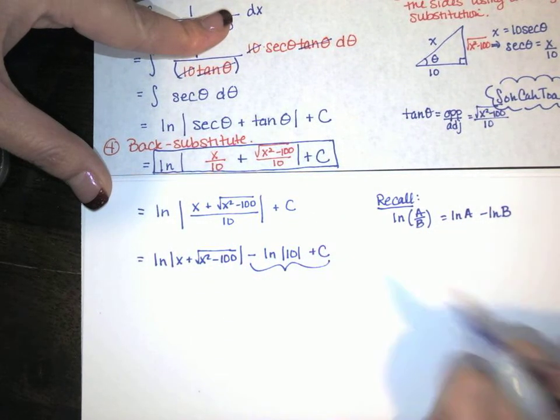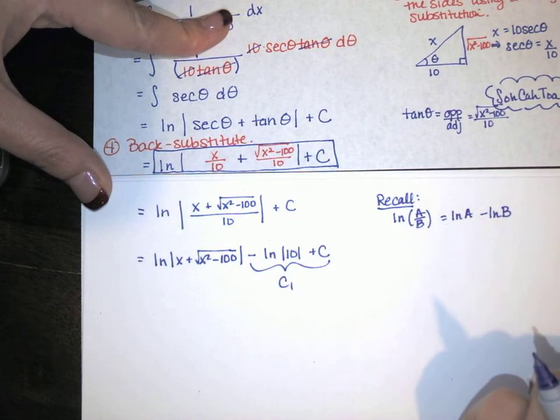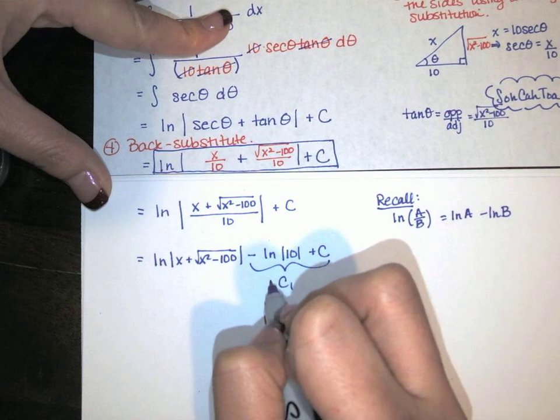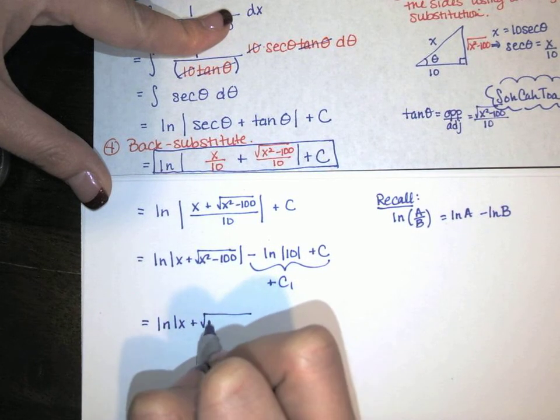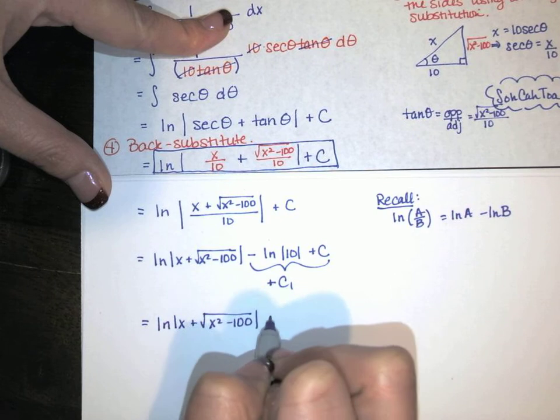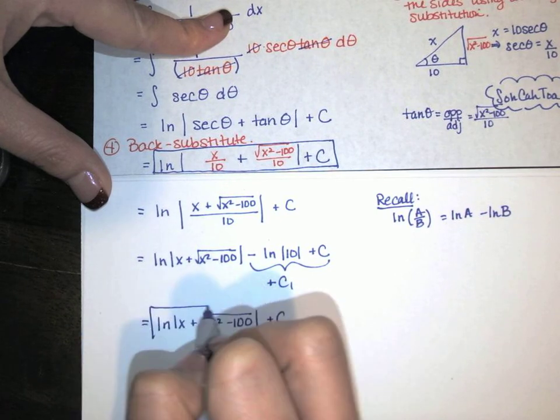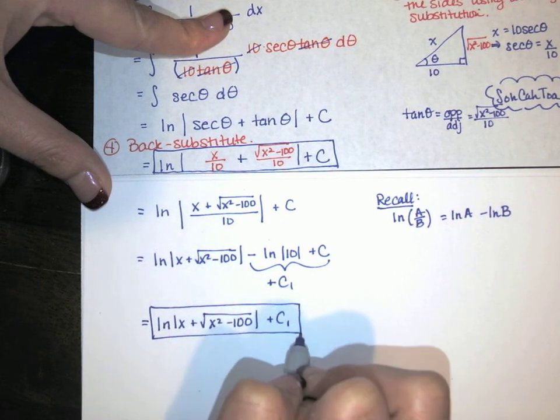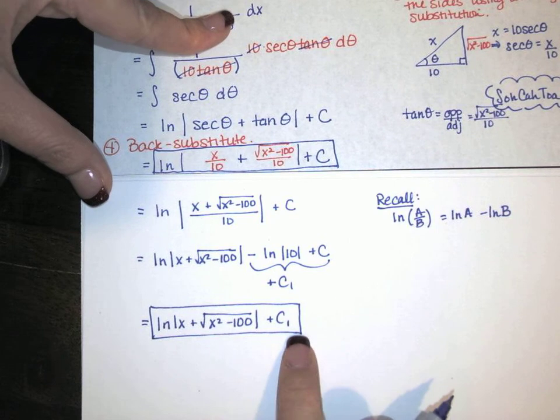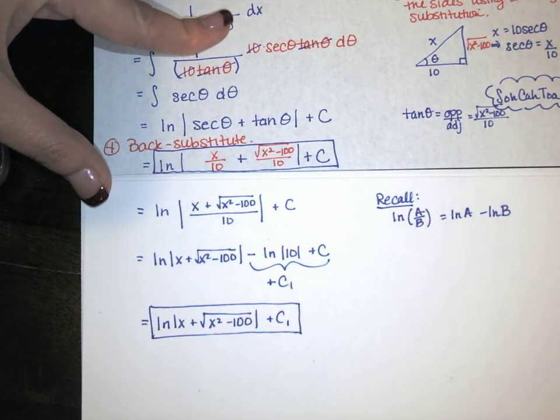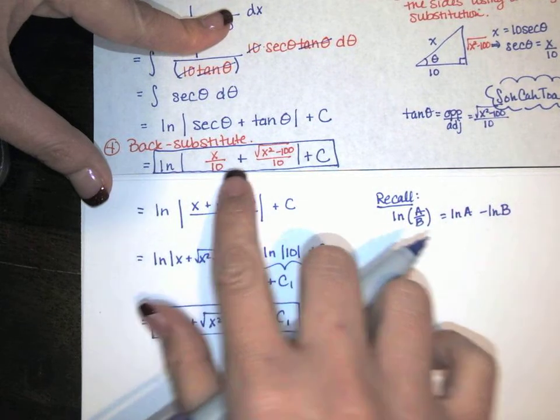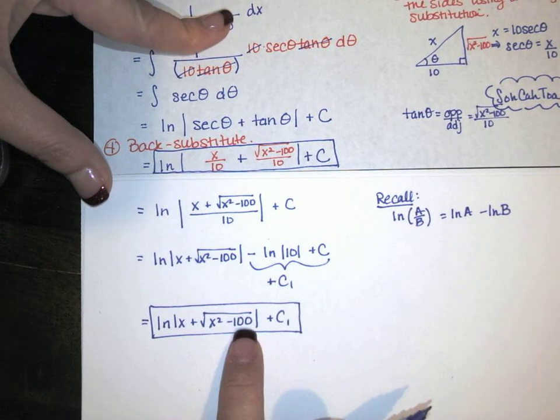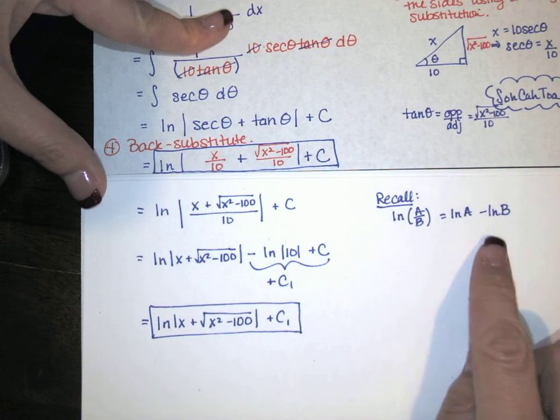This is just a different constant. If this is C, I'm just going to call it C1. So if you look in the back of the book, and their answer is this, they're right. They might not have a 1 there. Their C is just different from your C. Your answer is equivalent to theirs, though. They just simplified that natural log of 10, and you didn't. And that's totally fine. And they're equivalent answers, and they're using this log property.